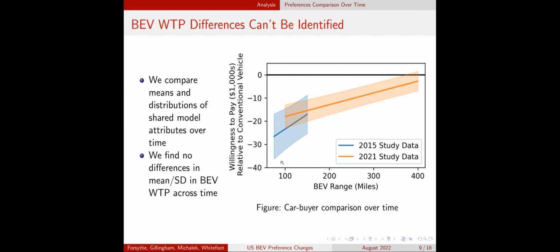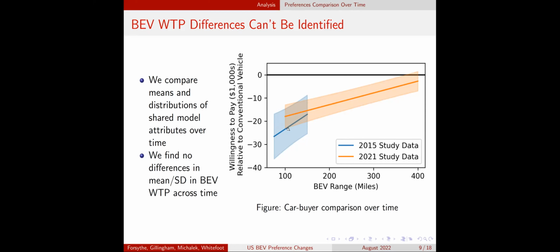Here I've plotted the mean willingness to pay for a battery electric vehicle of a given range without any BEV fast charging as a function of range. And you see in the blue line, that's the estimates from the 2015 study data. The orange line is our updated estimates from the 2021 study data. And you can see in the overlapping range, those are statistically unidentifiably different. So we're not seeing any differences in car buyers. This is for car buyers.